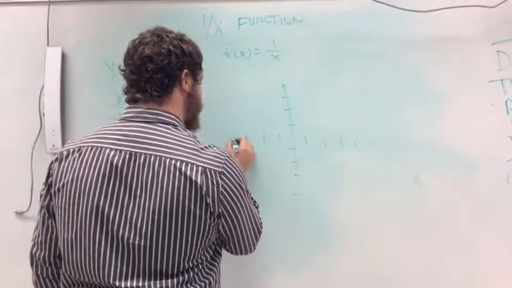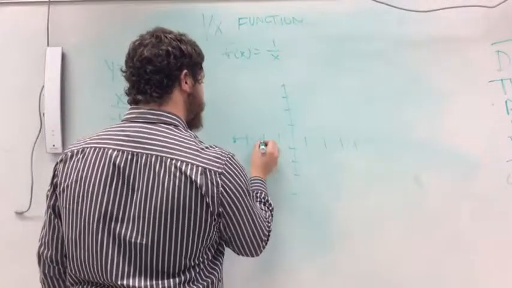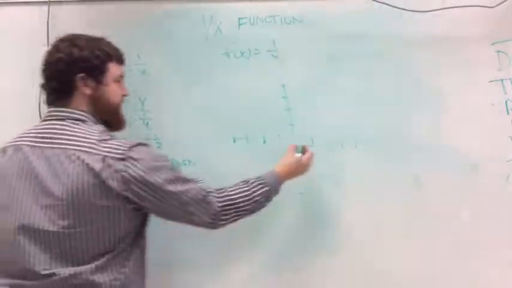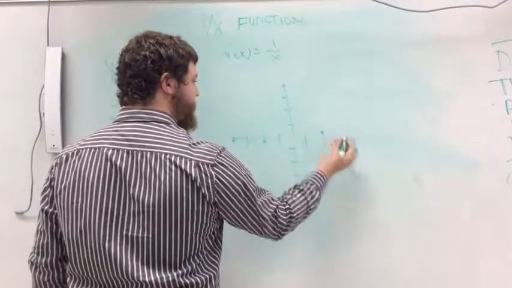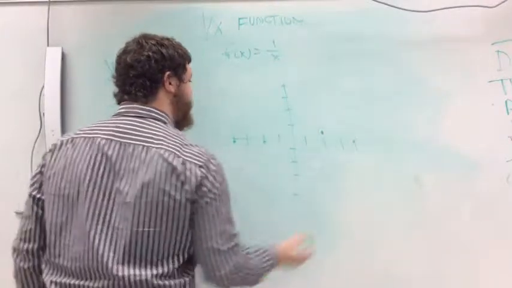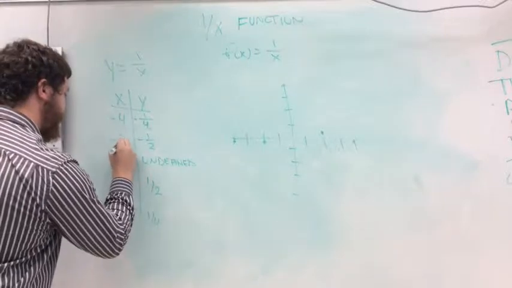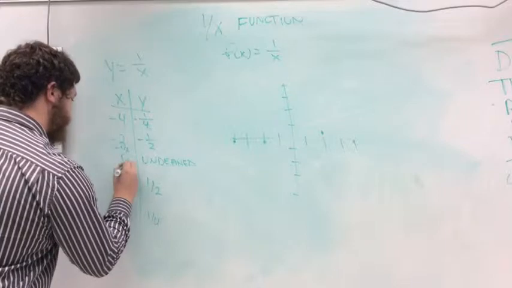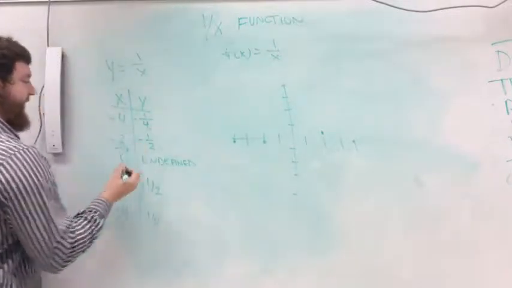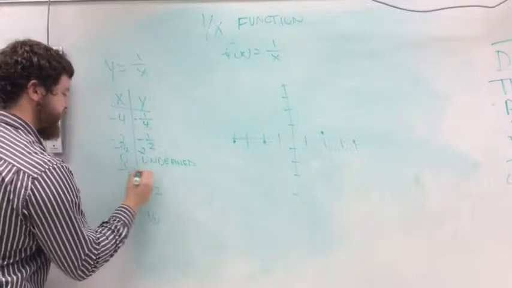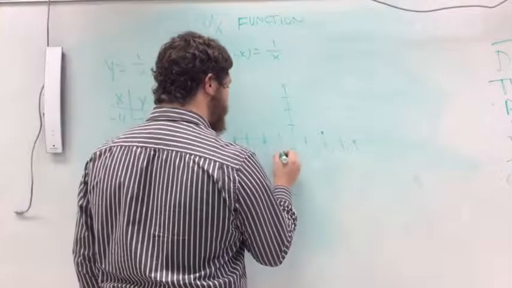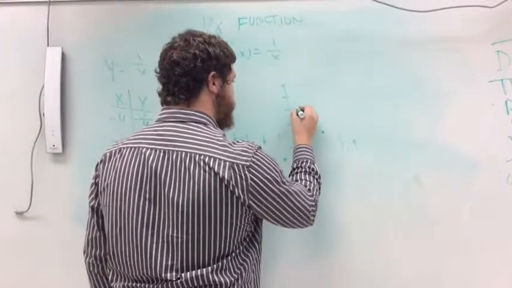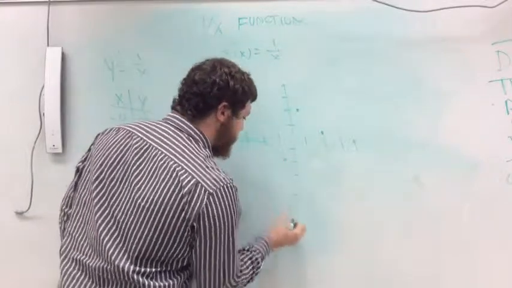What if I plug in, graph this? So negative 4, negative 1/4. Negative 2, negative 1/2. 0, I can't graph anything, right? 2 is 1/2. 4 is 1/4. If I plug in a half, let's plug in a half right here. Negative 1/2, positive 1/2. What's 1 divided by a half? 2. So it kind of goes up. Negative 1/2 is negative 2. Positive 1/2 is 2. So my graph looks like that.